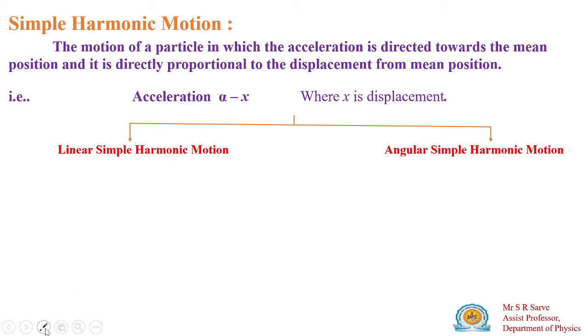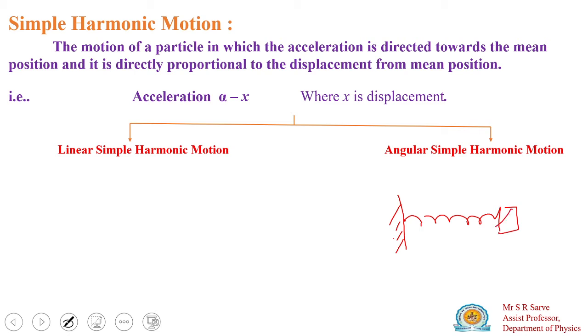So if you consider the motion of a spring mass system, suppose this is your rigid support, and to this rigid support a spring is attached to this particular mass. This is your mass and this is the spring. If I apply force on this mass, then what happens? This mass will perform to and fro motion about its equilibrium position. Suppose it is elongated up to this position, then what happens if I release it from this position?